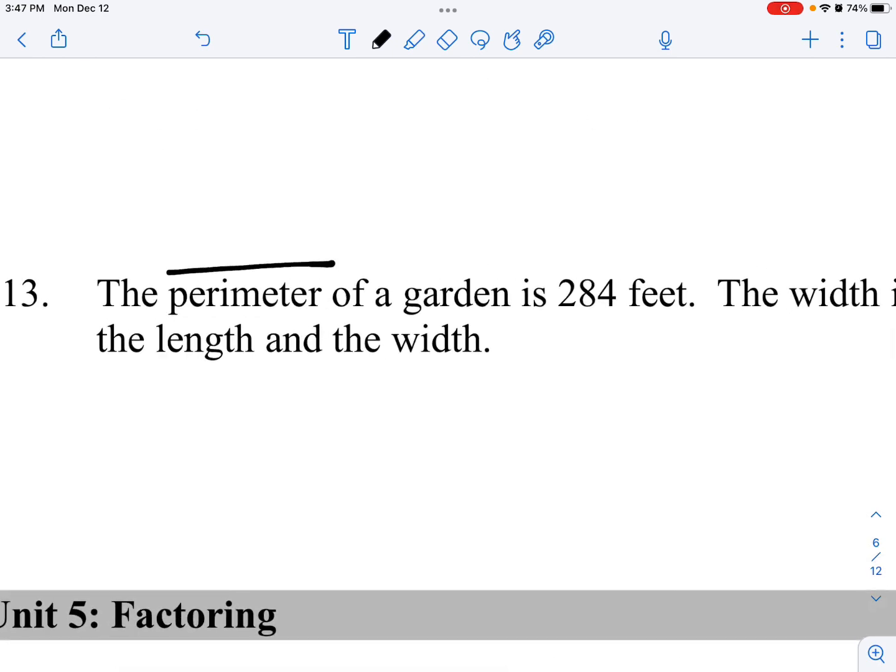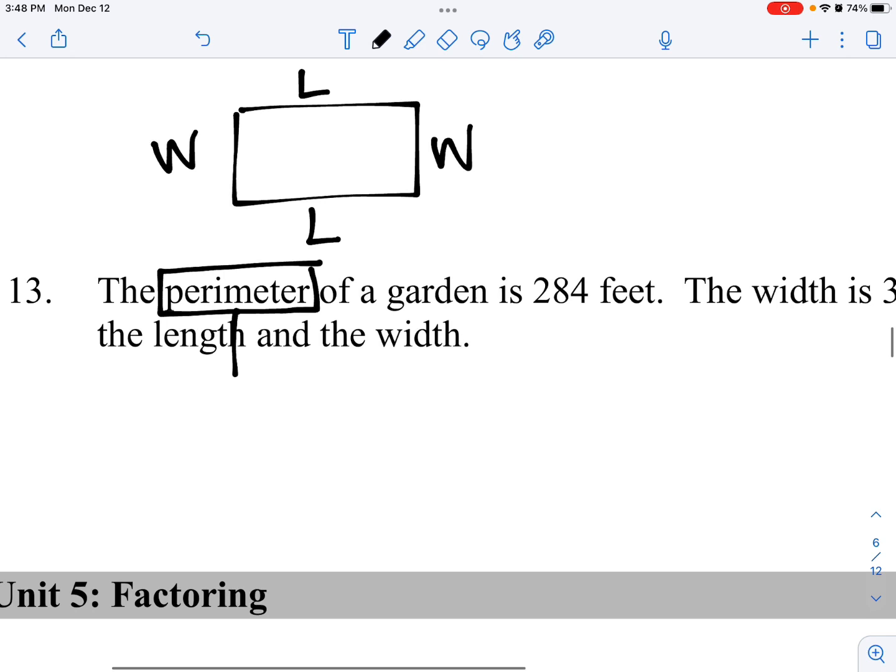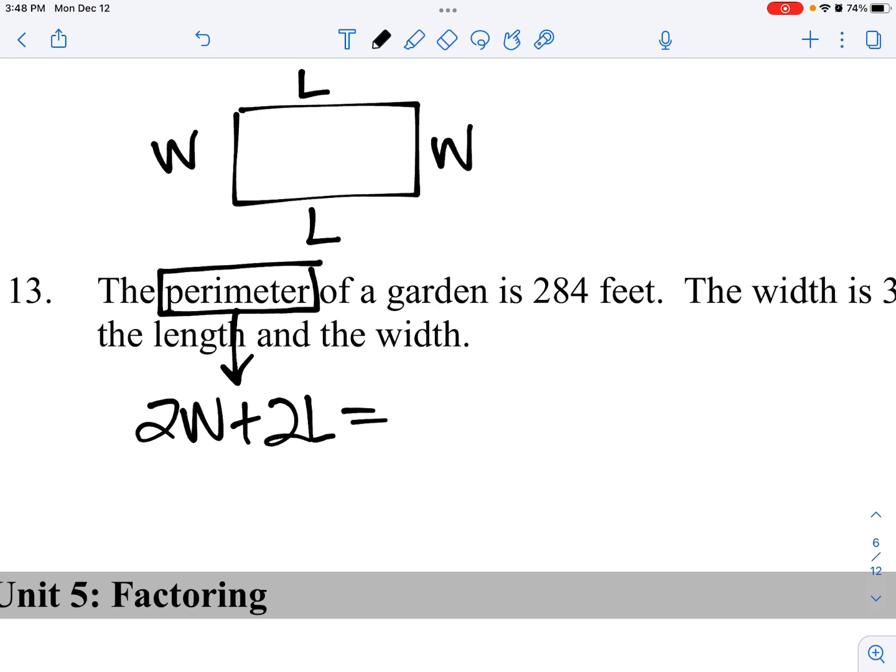I know we talked in class about what perimeter means. It means the distance all the way around a rectangle. So this side plus this side plus this side plus this side. And remember how this is the width and this is the length and this is also the width and this is also the length. So when you do perimeter, we can write this on our formula sheet if you want to, but we're adding 2 different W's together and we're adding 2 L's together to get all the way around. W plus L plus W plus L, that means perimeter. 2W plus 2L equals, and it tells me the perimeter is 284.